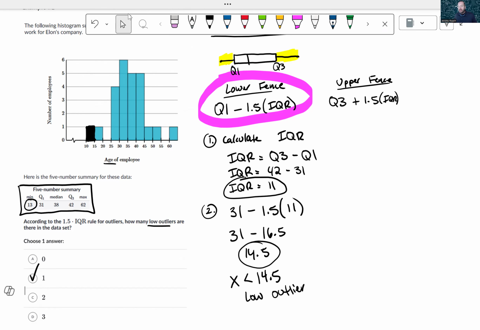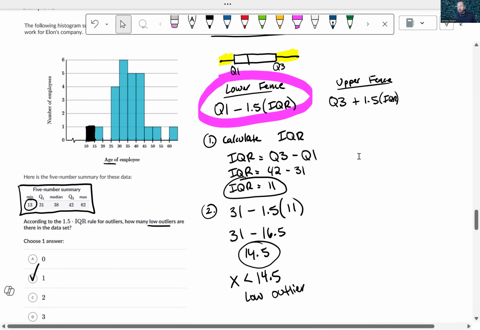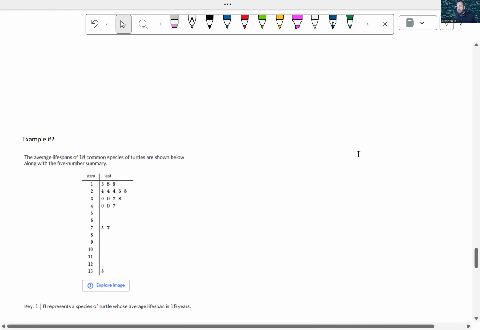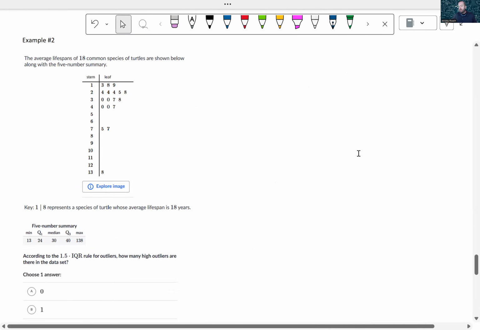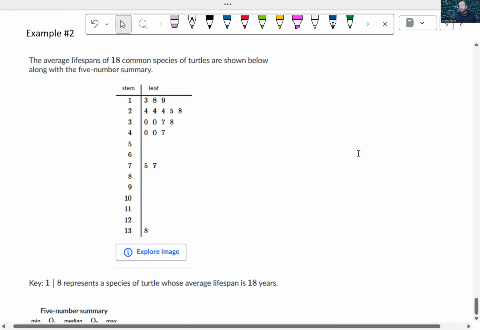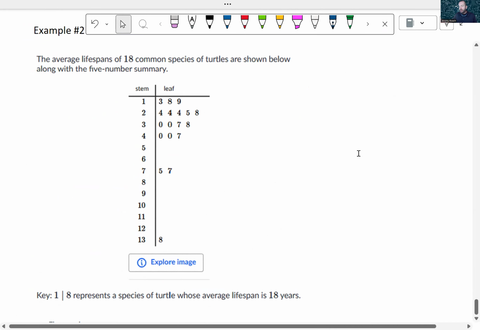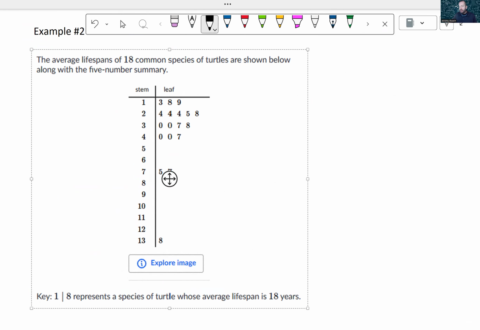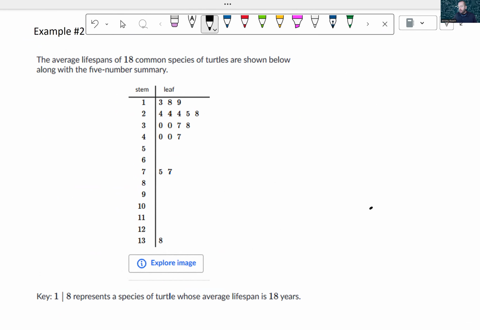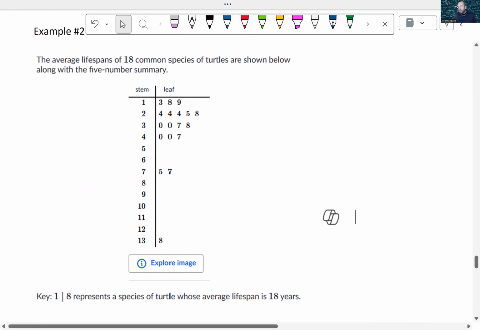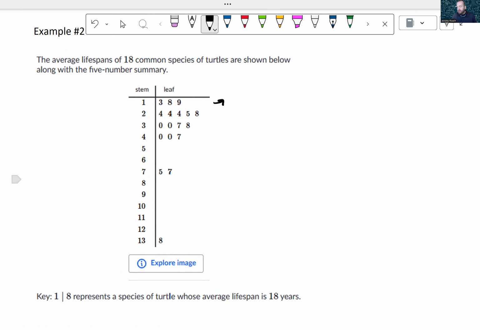Okay, the next one's going to be very similar, but we have a stem and leaf plot. A stem and leaf plot is just another way to represent numbers differently. It says key 1, then a line, and then 8. That means 18. So for this first row, if you're a little bit new to these, I'm just going to write out what this first row is.